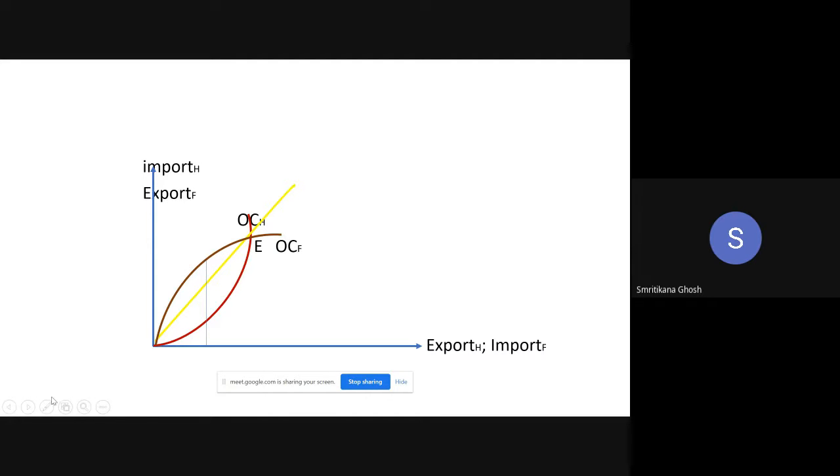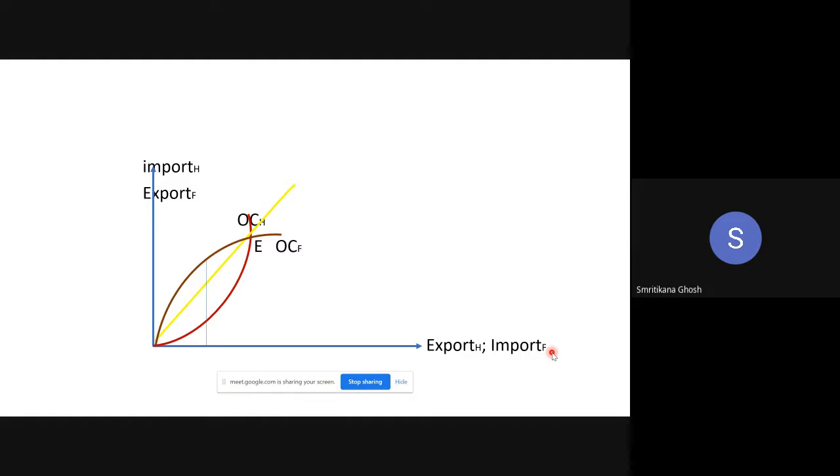We are measuring on the horizontal axis. Look, there are two countries. One is home, another is foreign. So export of the home country is import of the foreign country. Export of the home country is the import of the foreign country. So we are measuring these two on the horizontal axis.